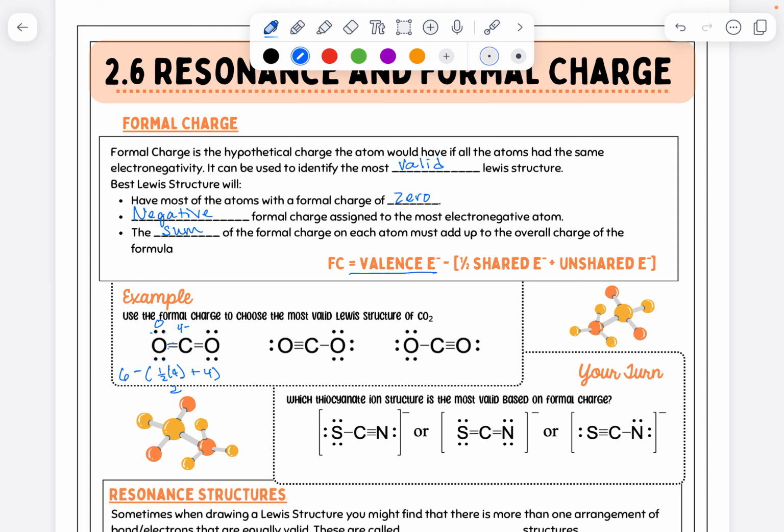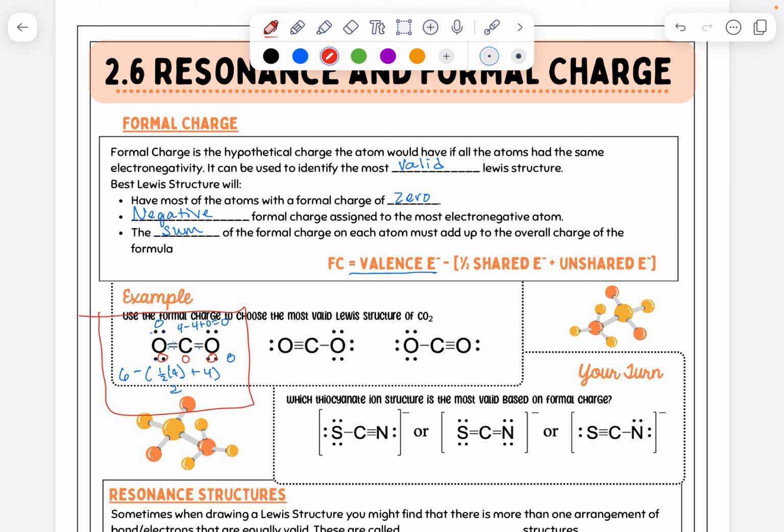So we have 4 minus half the shared electrons, which is 2, 4, 6, 8, right? So 1/2 of 8 is 4. And then plus the unpaired electrons is 0. So the formal charge on carbon is also 0. And finally, this oxygen is the same as the other, so that's going to be 0. So each of these has a formal charge of 0, 0, 0. Okay? So that already looks like it's probably the best structure because it's 0 on each atom.